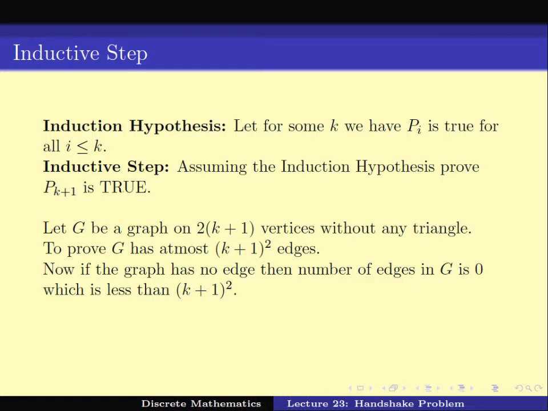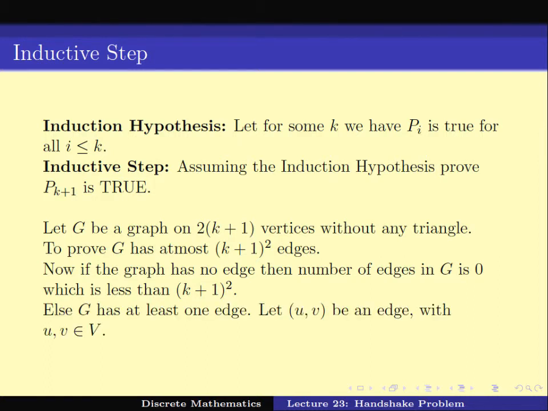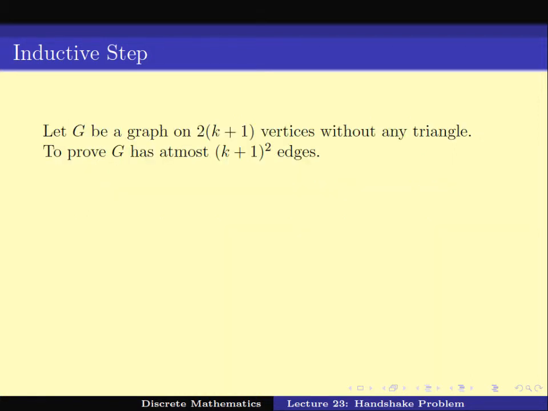So first of all, if the graph has no edge, then the number of edges in this graph is 0, which is clearly less than k plus 1 whole square. So we can obviously assume that G has at least one edge. So let u comma v be an edge in the graph. So we have a graph on 2k plus 1 vertices without any triangle. We want to prove that the graph has at most k plus 1 whole square edges. And we also assume that there is an edge in this graph.